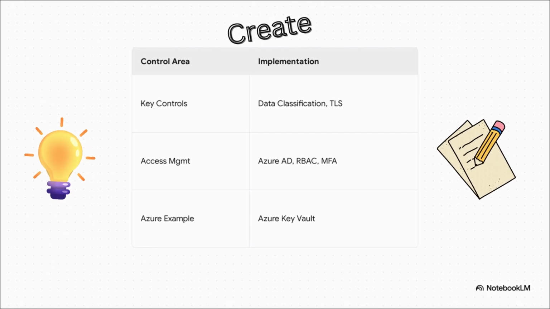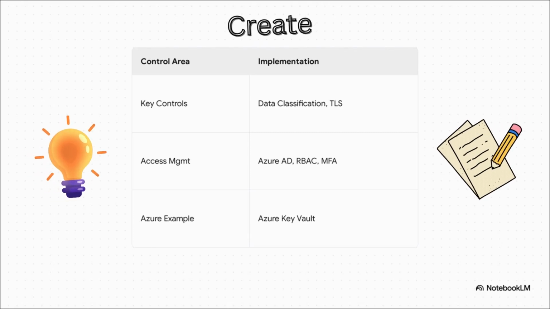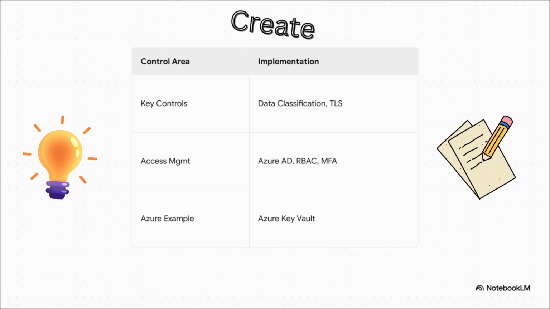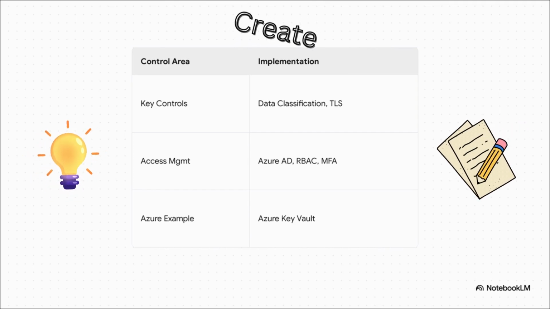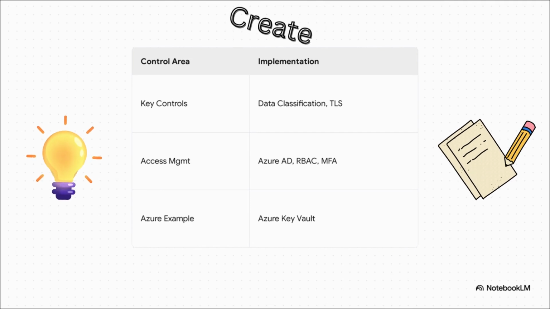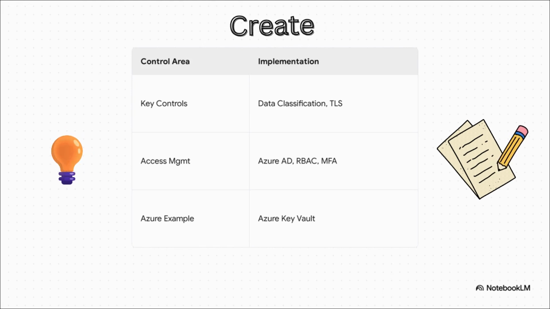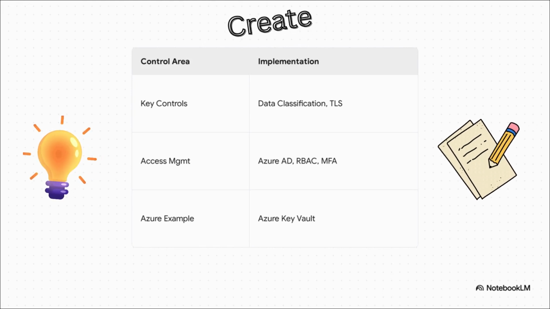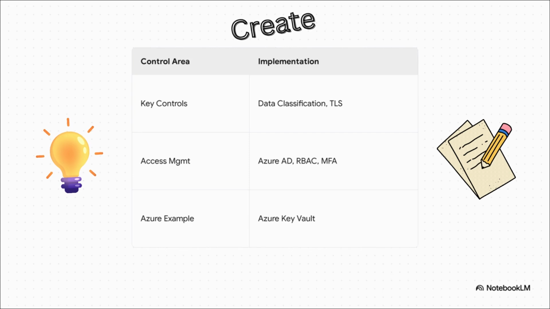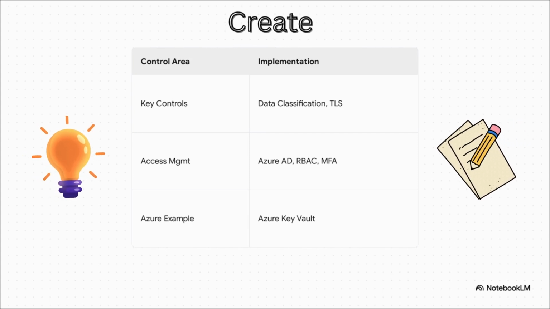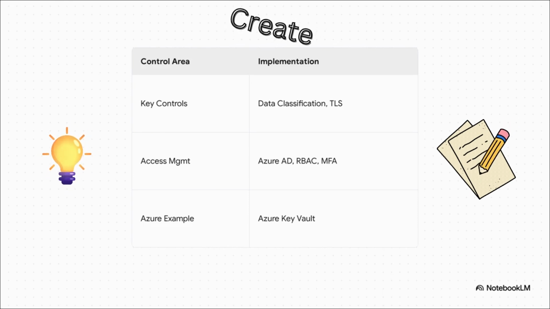Everything begins right here, in the create phase. This is where you have to get it right. First, you have to classify your data. Is it public knowledge or top secret? Then you encrypt it right away, from the very start. We control who can even create data using something called Role-Based Access Control, or RBAC. And those all-important encryption keys, they get stored in a digital fortress called Azure Key Vault.